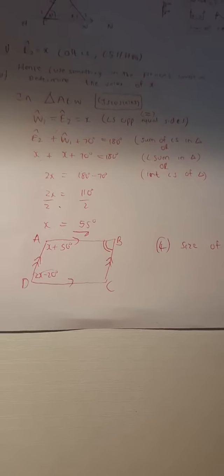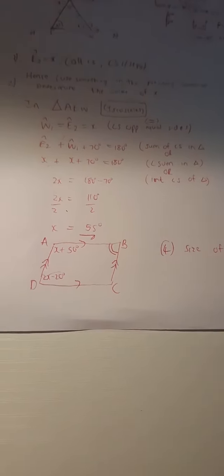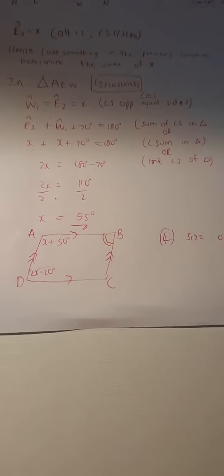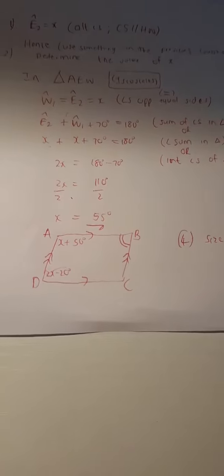We need to use co-interior angles to solve for x, then substitute and get D and B. Very good, Liam. Brilliant thinking there. Got a brilliant mind there in Liam.